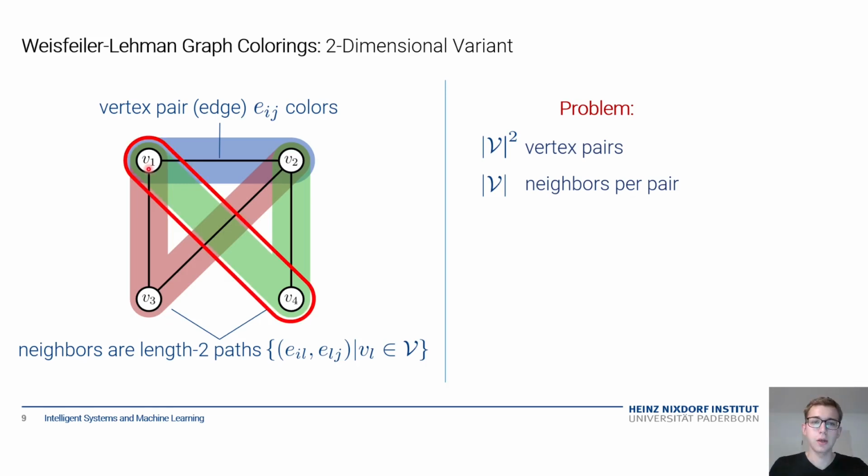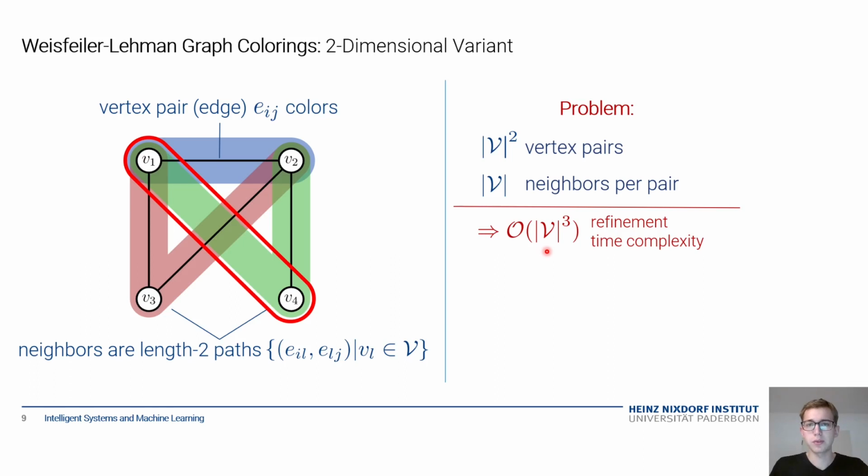in our graph. The reason for this is that we don't define the neighborhood of a pair of vertices as just the length-2 paths that actually exist in our graph between our two vertices, but as all the potential paths between our pair. What this means is that, for example, this green neighbor here would also be a neighbor between v1 and v2, even though this path actually doesn't exist in our graph. Due to this definition, what we get overall is a cubic time complexity for a single refinement step.